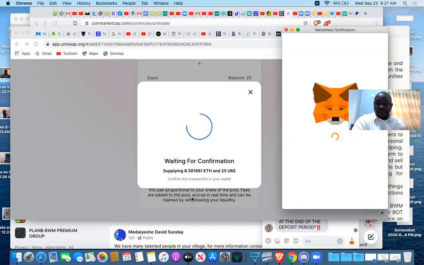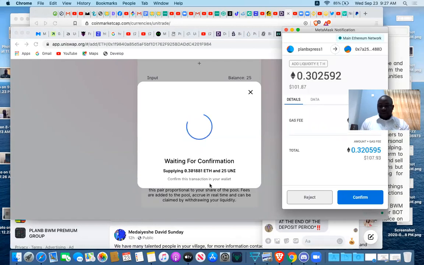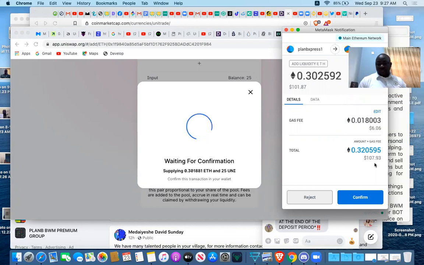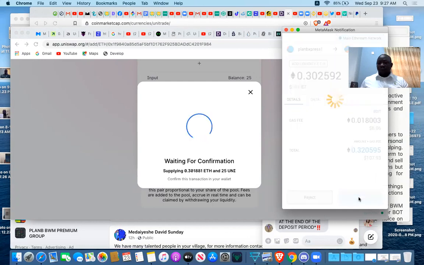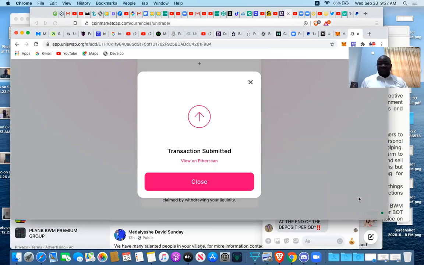It prompts you to confirm the transaction to the network. It's coming up. You're going to be charged about $6 as a gas fee. So confirm. Ensure that while you're adding liquidity, you have more than enough money in your Ethereum because of gas fee. Every transaction you do, the gas fee is taken from your Ethereum, not the other coin, like Uni or DAI or other coins. So you must ensure that you have enough Ethereum. So we're waiting.